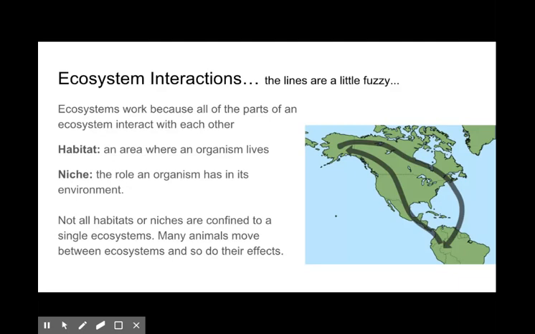Let's first define a couple words. There's habitat. A habitat is strictly where you live. You know, a fish's habitat is the lake that it lives in.